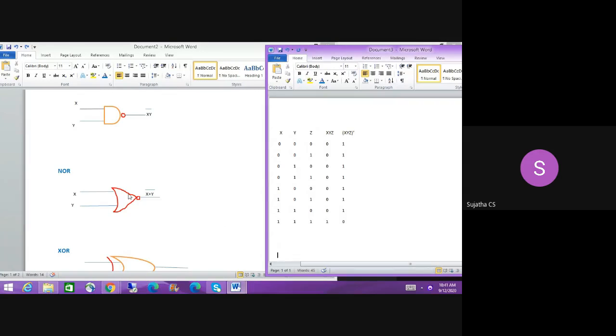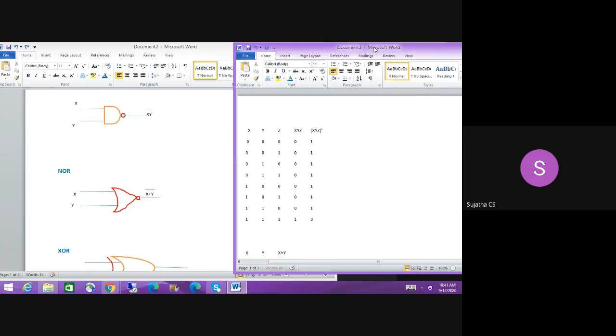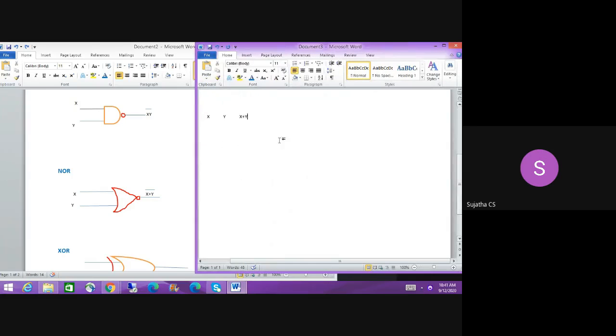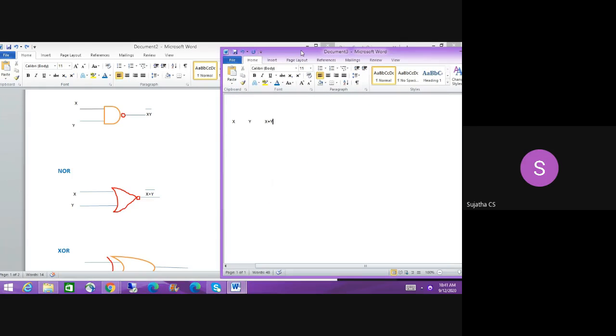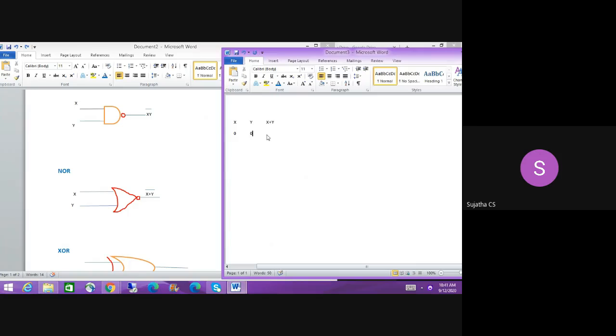So imagine you are passing two values, x and y, what you will get is x plus y whole bar. So just write the two inputs truth table, you will get it. First, x plus y. Then what is the possibility? 0 plus 0, what you will get? You will get 0, right?